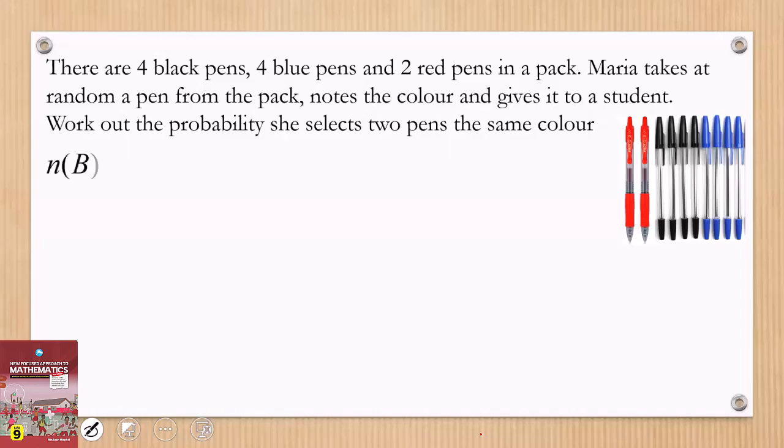Okay, so here we have the number of black pens. Let me use B for black pens. The number of red pens is 2, and the number of blue pens is 4.